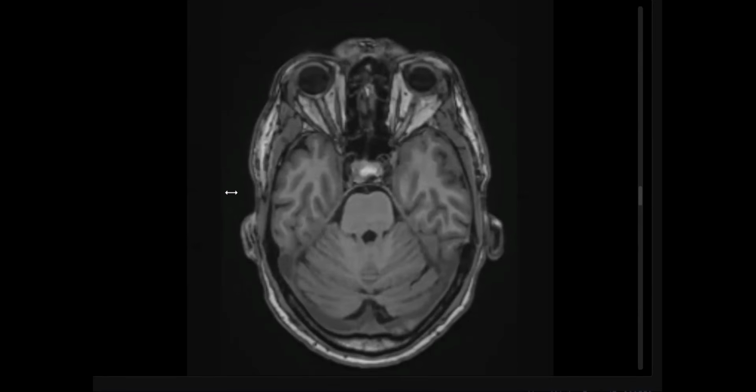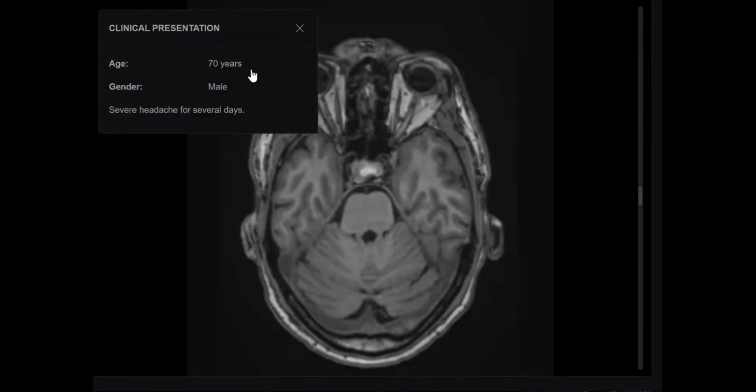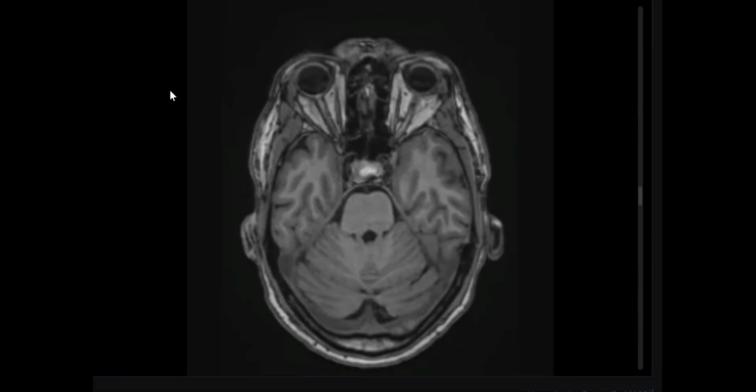In my routine practice, considering the age of this patient, I'm suspecting this could be a pituitary lesion, probably a macroadenoma. I should compare this with any previous imaging, any clinical data. What about the hyperintensity, reflecting what? Hemorrhage, pituitary apoplexy, maybe hemorrhagic macroadenoma. With this age group, anything else in the differential?